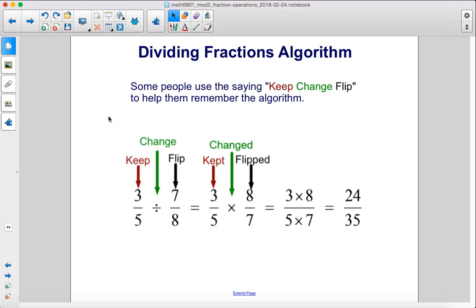Some people use the saying, keep, change, flip, to help them remember the algorithm. So you have the two fractions with the division sign. You keep this the same, so that remains the same. You change the sign from division to multiplication, and then you flip the second fraction. So it was 7/8, now it's 8 over 7. Then you just solve as usual. 3 times 8 gives you 24, 5 times 7 gives you 35.